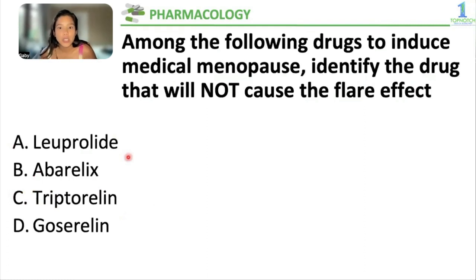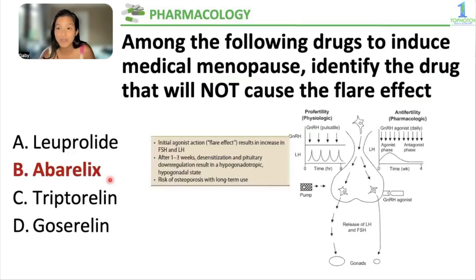Among the following drugs to induce medical menopause, identify the drug that will not cause the flare effect. So lumabas din to. Leuprolide, abarelix, triptorelin, or goserelin. Now, even if you don't know the answer or what the flare effect is, you can do testmanship. Alin dito yung naiba? Relin, and leuprolide. Diba sila ay agonists? Si abarelix, relax ka lang, siya ay antagonist. So even if you don't know what the flare effect is, you know the answer is abarelix.